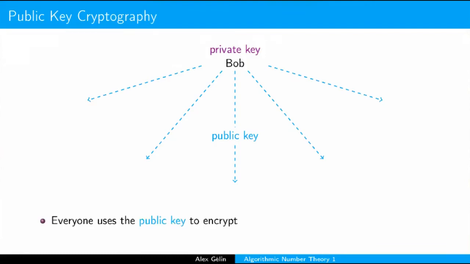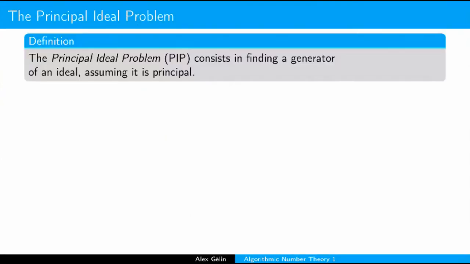Everyone can use the public key to encrypt a message, but only Bob can decrypt this message thanks to the private key. This kind of cryptography is based on mathematical problems that are called one-way functions. That is, it's easy in one direction, and it's hard in the other one. For instance, multiplication, it's easy. Factorization, it's hard.